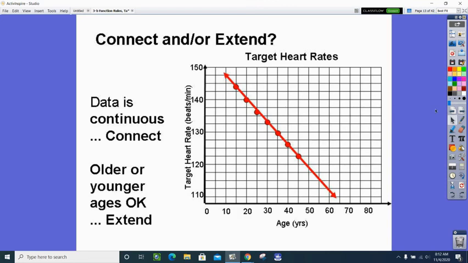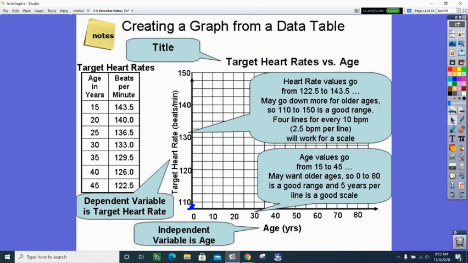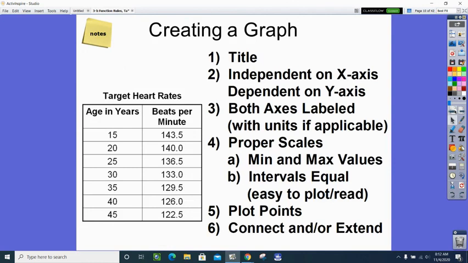So again, I just want to go back to this slide and remind you that this is the key to making a really good real-world graph. The time really comes in setting it up properly. And once you've got it set up, plotting the points and drawing the line or curve or whatever it might be is pretty easy. So put that time in ahead of time.